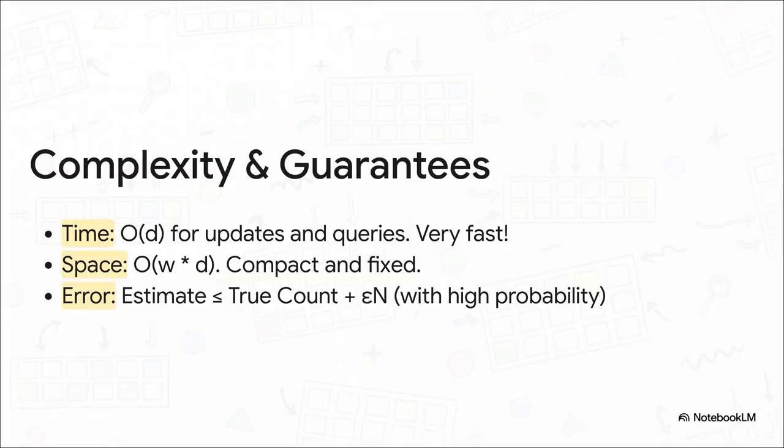So let's just summarize what you get. The time to update or query something is proportional to the depth D, which is incredibly fast. The space it uses is fixed by the grid size W times D. And by choosing those parameters, you get a formal mathematical guarantee. You can control the maximum error, which we call epsilon, and your confidence in that error bound, which we call delta.